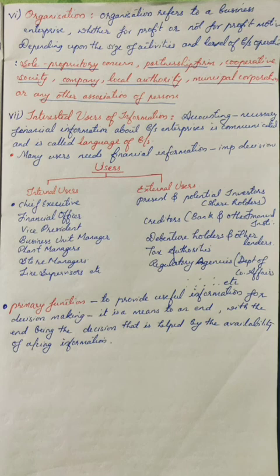Since the primary function of accounting is to provide useful information for decision making, it is a means to an end, with the end being the decision that is helped by the availability of accounting information. So students, you will study about the types of accounting information and its uses later in this chapter.